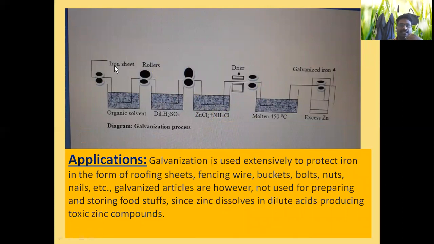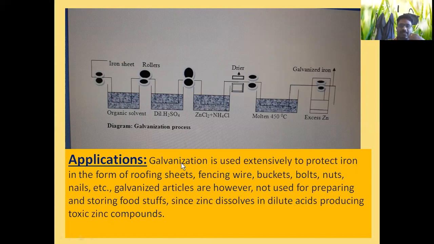Iron sheet we have taken. It is washed with organic solvent taken in a tank, and again it is washed with dilute sulfuric acid, and it is dipped in a bath of molten zinc. Ammonium chloride is also added as a flux, and then afterwards it is heated at 430 or 450 degrees centigrade, and the excess zinc coating will be wiped out by passing the iron sheet through a pair of hot rollers.